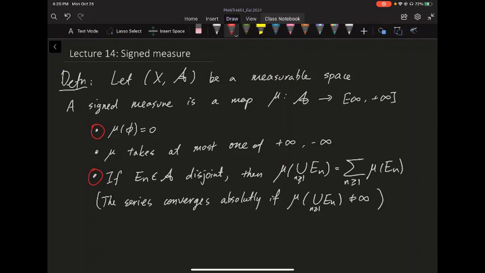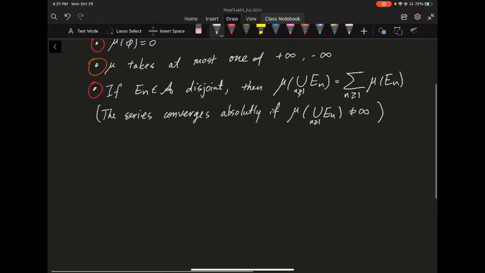I also need to make sure of one more thing, because now I can have positive or negative infinity, and adding a positive and a negative infinity is really tricky. So I just want to exclude that. The last property is essentially saying mu can either take positive infinity but never negative, or mu can take negative infinity, never positive. So it can only take at most one of positive or negative infinity. In this case, we will never run into a situation where we're adding a positive infinity to a negative infinity. All right, so that's the basic definition.